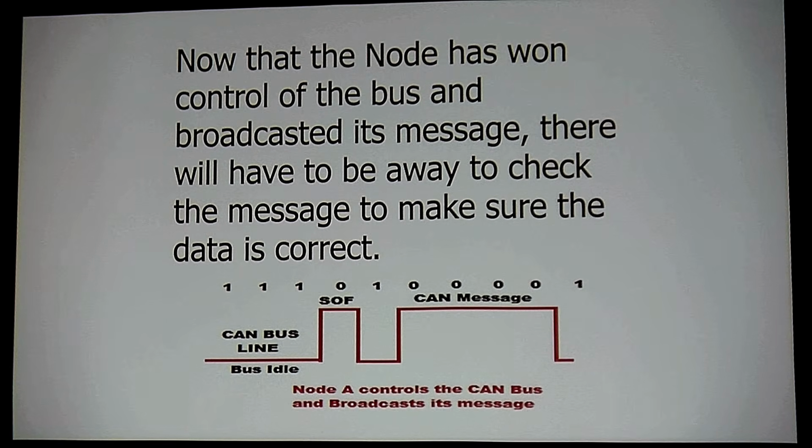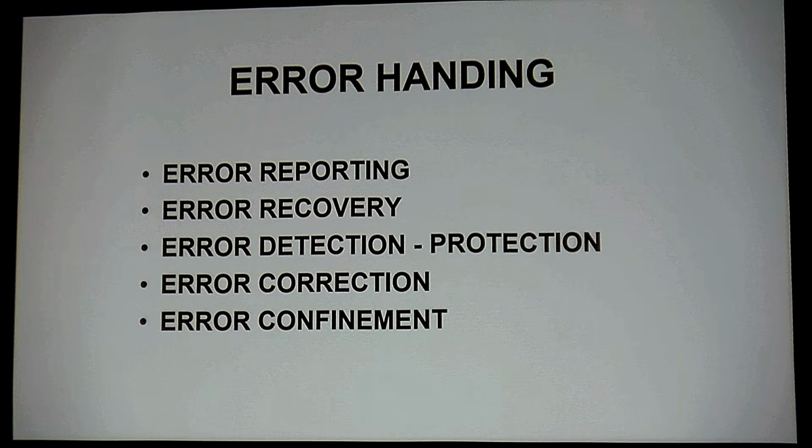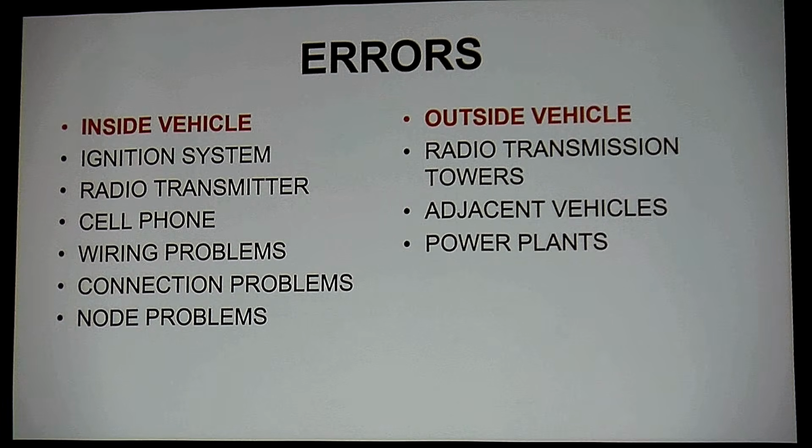So now that we've done this and we've controlled it, I need to make sure that this data is good. Because if you're sending bad data, what good would it matter? So basically, we have error handling. We've got to handle the errors. We've got to be able to report them, recover, detect, protect, correction, and confinement. We can't just let a bad module go, and this is some of the stuff that gets us when we're working on cars because we don't understand it.